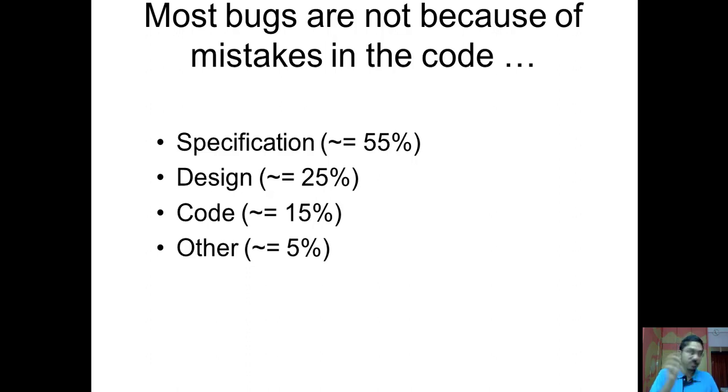If the specification is not written properly and if it is wrong, 55% of bugs are getting introduced in the specification phase only. Then 25% of the bugs are getting introduced in the design phase, 15% in the code, and only 5% are others. So this particular survey says that only 15% of the bugs are actually introduced in the coding phase. Most of the bugs are because of other reasons, and these are specification, designing, and some other things.